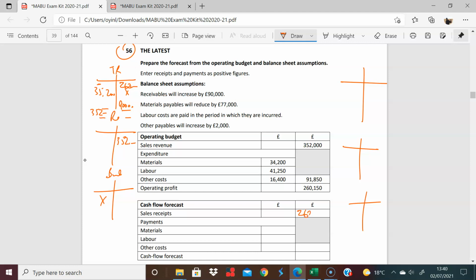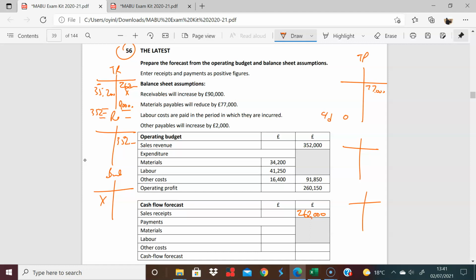262,000 is what is coming in terms of actual cash flow, right? Because we've gone through this process of figuring that out. Materials payables will reduce by 77,000. So you're paying whatever you owed. Imagine that's a trade payable, and imagine you owed 77,000 at the beginning of the period. You're literally saying you don't want to owe anything by the end of the period, so carry down to zero.